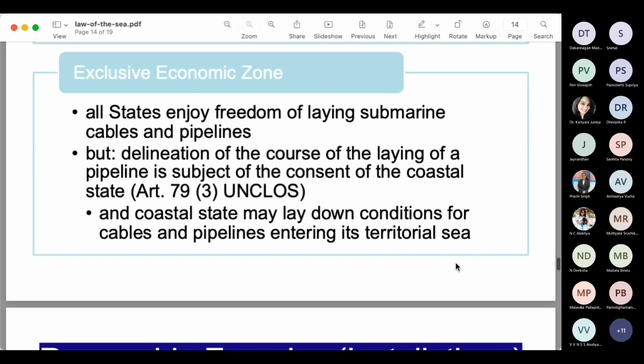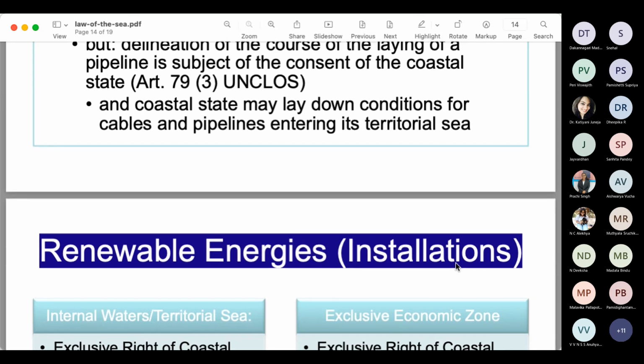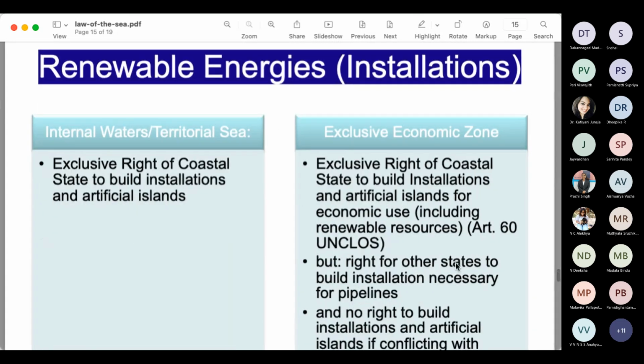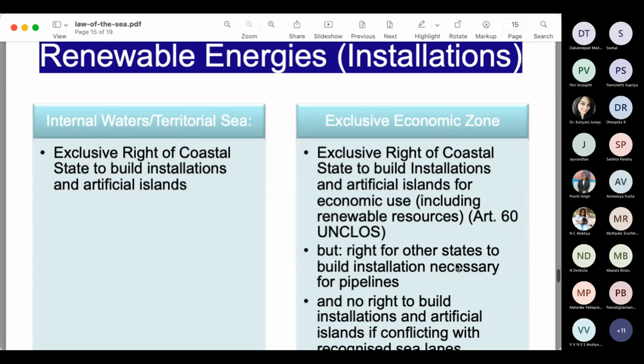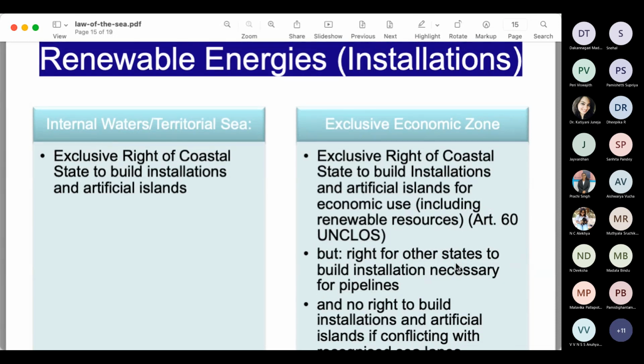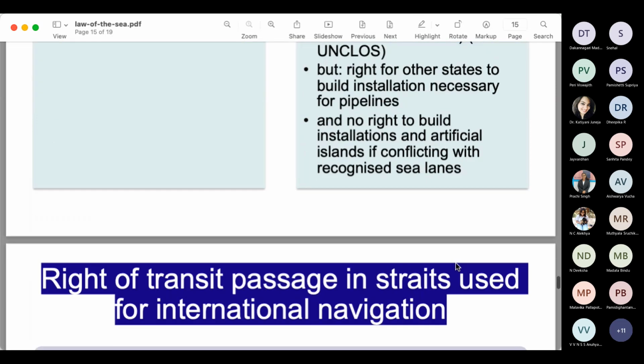And coastal states have to lay down the conditions or provisions for entering their territorial seas. Then it's about renewable energies and how to do the installations. It is again the exclusive right of the coastal state to build installations and artificial islands for economic usage. And there is no right to build installations and artificial islands if there is a conflicting interest, and then it would have to be resolved through the ICJ.